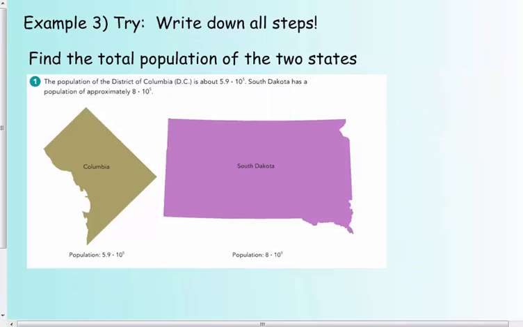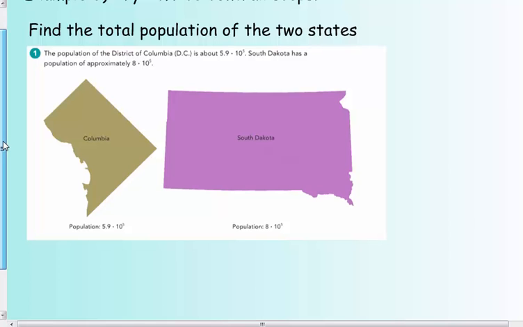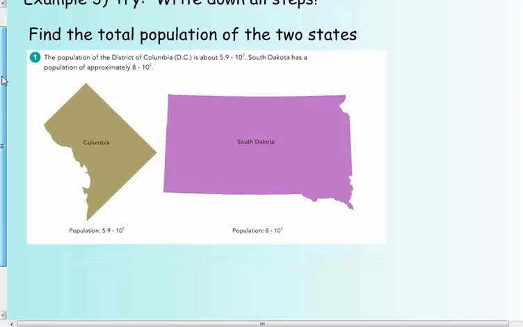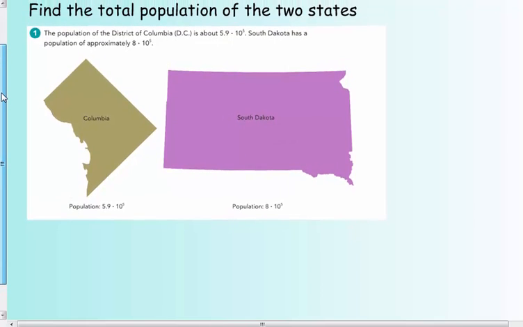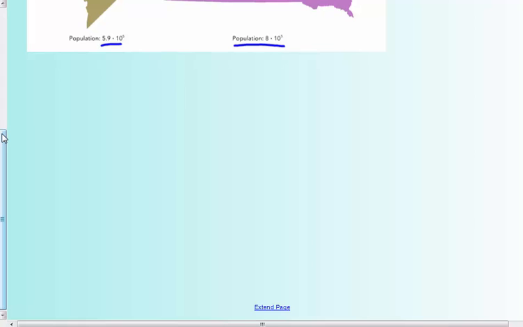Let's try it again. Again, we have a couple states here. Oh, District of Columbia. Okay, example 3, write down all the steps: find the total population of the two states. I'm still going to do this one with you. I can see their populations are very small here underneath. Finding the total, I have 5 and 9/10ths plus, must be 8 and no tenths. And yes, they are both 10 to the 5th.